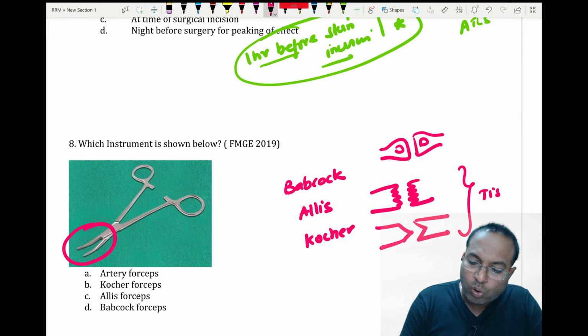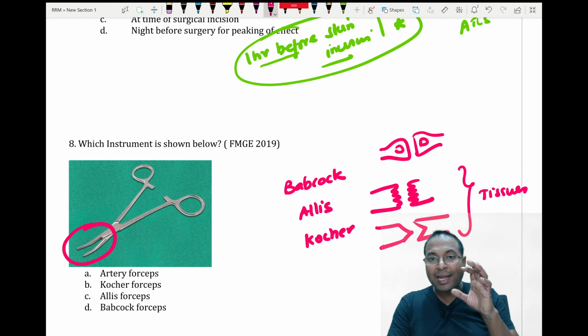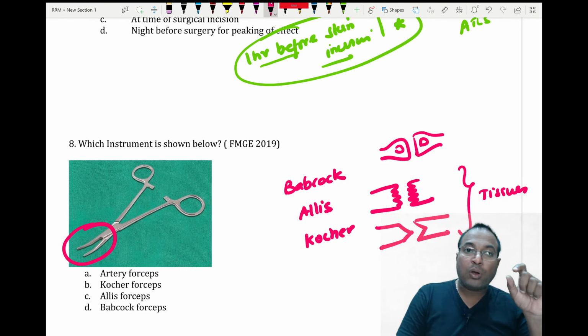These two are used to hold the tissues. We cannot hold the bowel. Allis and Kocher, we cannot hold the bowel. We can only hold the tissues.